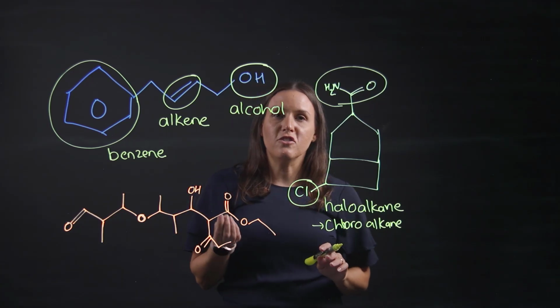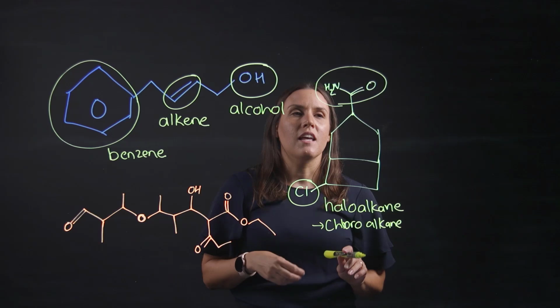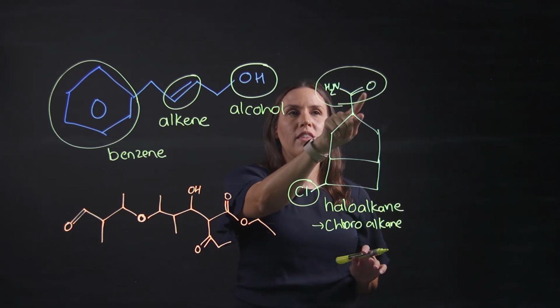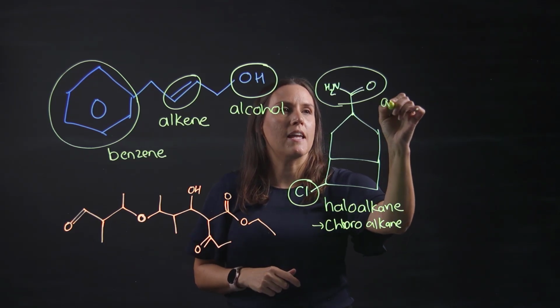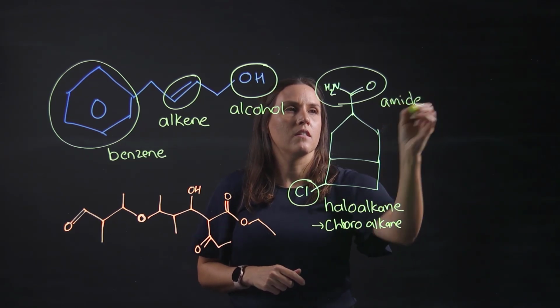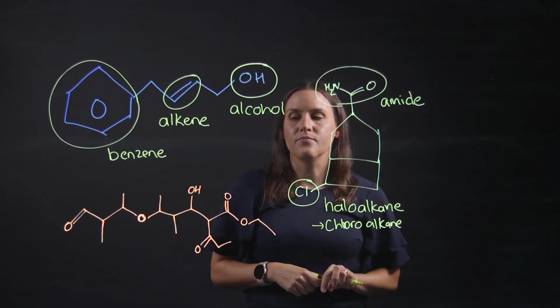Now there's two nitrogen functional groups. So we've got the amide and the amine. The amide is the one that has the oxygen on the carbon next to it. So this one is an amide. An amide. So the one with the D has got the oxygen.